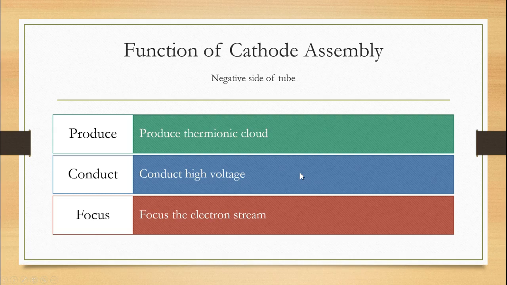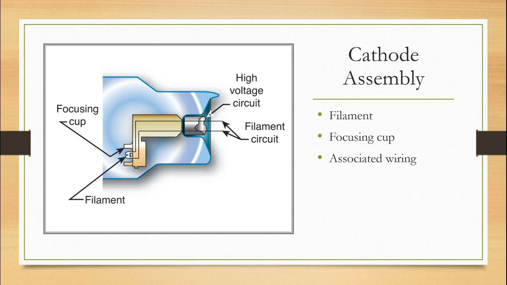All right, so the function of the cathode assembly. It's the negative side of the tube. It is to produce the thermionic cloud and conduct high voltage, and it focuses the electron stream using the focusing cup. So we have our high voltage circuit coming in with our filament circuit here. Coming down is our focusing cup and our filament right in here.